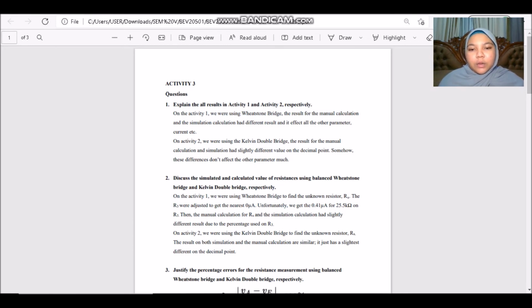Then the manual calculation for the unknown resistance and the simulation calculation had slightly different results due to the percentage used on resistor 3. In activity 2, we were using the Kelvin Double bridge to find the unknown resistor. The results of both the simulation and the manual calculation are similar, with just the slightest difference at the decimal point.